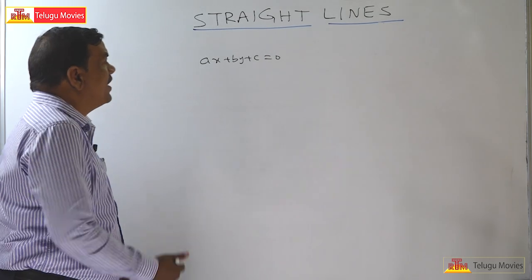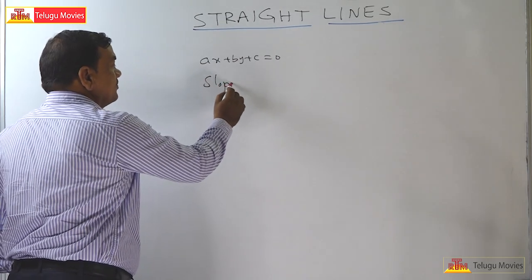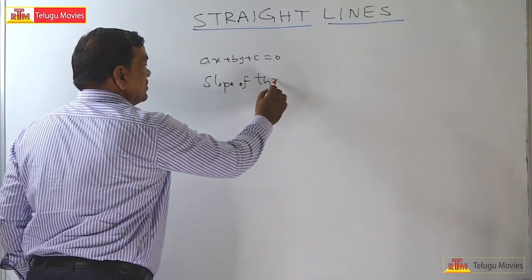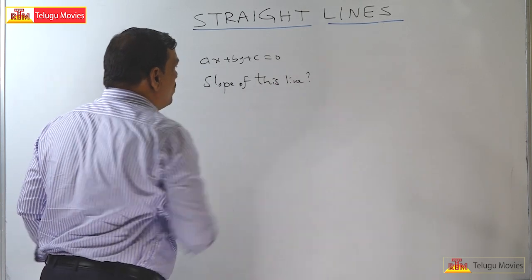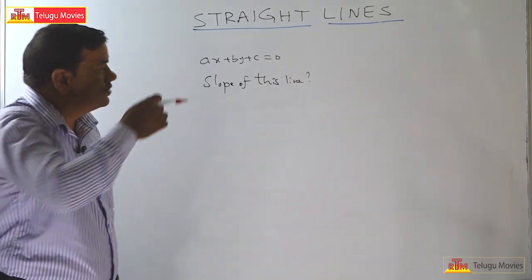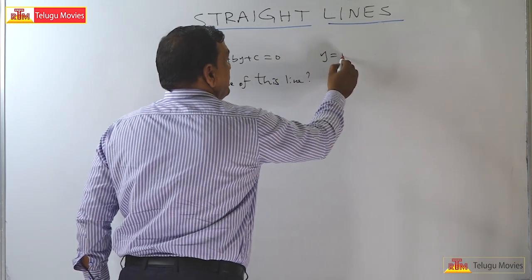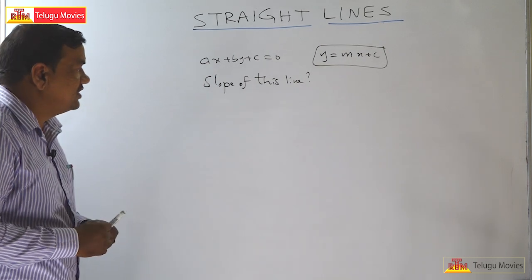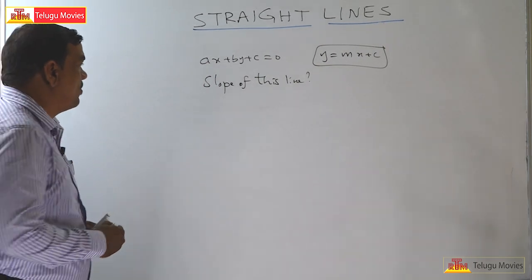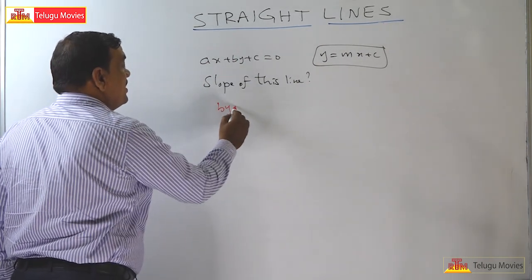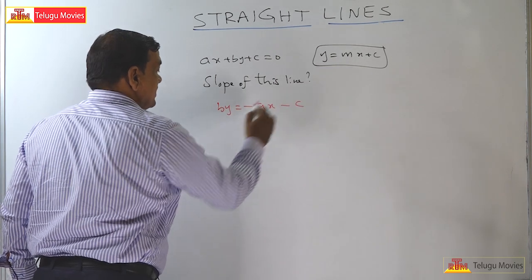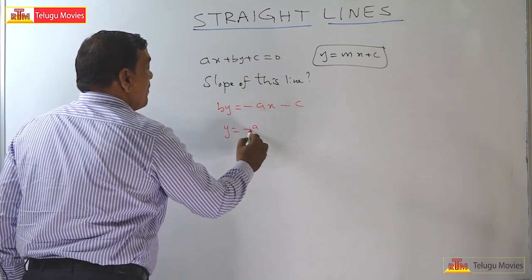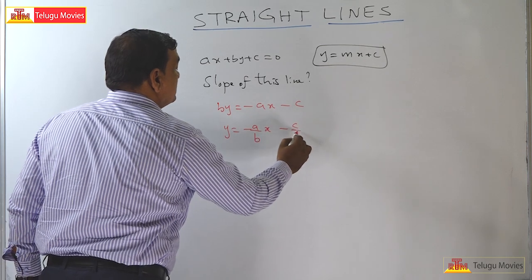Okay. Now, how to find out the slope of this line? To find the slope of this line, I will convert this equation into y is equal to mx plus c form. Okay? So, let us convert this into y is equal to mx plus c form. First here I will put by is equal to minus ax minus c, y is equal to minus a by b x minus c by b.